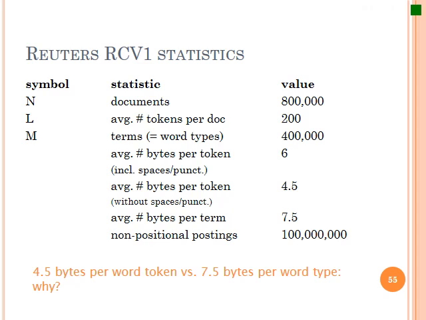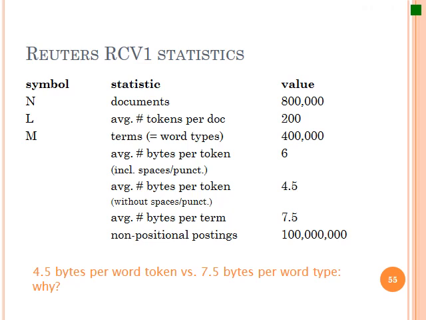The average number of bytes per token is 4.5, and the average number of bytes per term is 7.5. And there are 100 million non-positional postings. Non-positional posting means that we don't care about where the word appears in the document, but just the fact that this word appears in some document. So we just record a document ID.